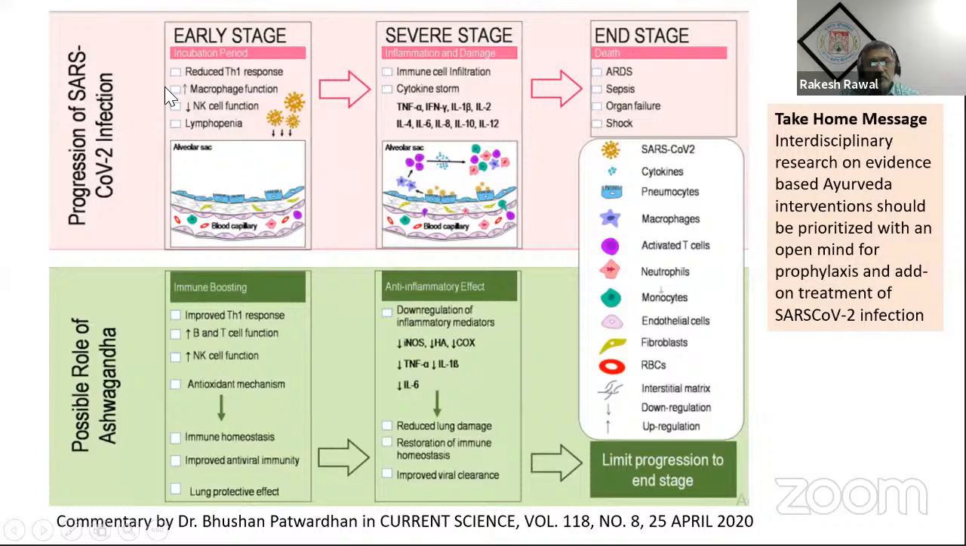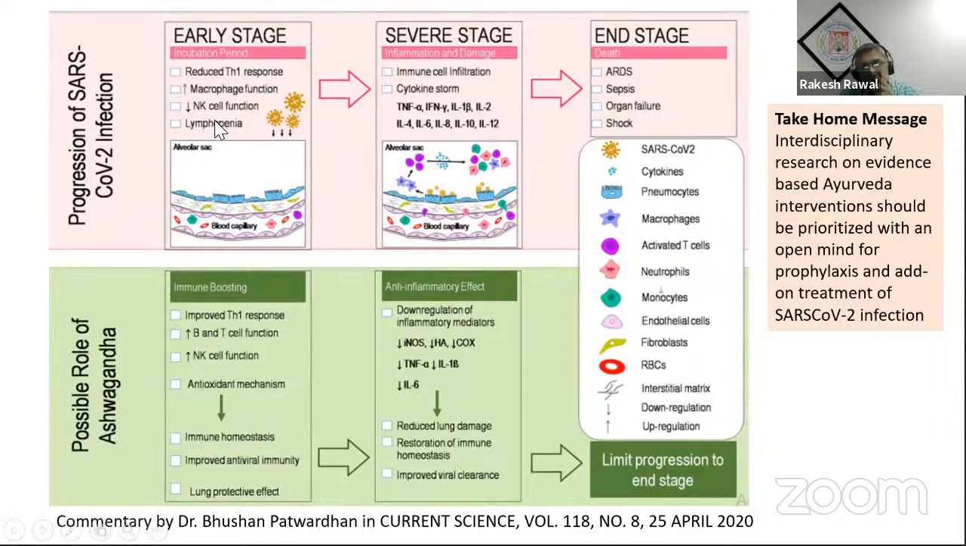So if you look at the progression of SARS-CoV-2 or any viral disease, the early stage shows a reduced Th1 response, increased macrophage function, decreased natural killer cell function, and lymphopenia. Lymphopenia shows a decrease in lymphocyte count when you do a complete blood count analysis. So if you look at a CBC report of a virally infected patient, the most remarkable feature in the CBC report is lymphopenia.